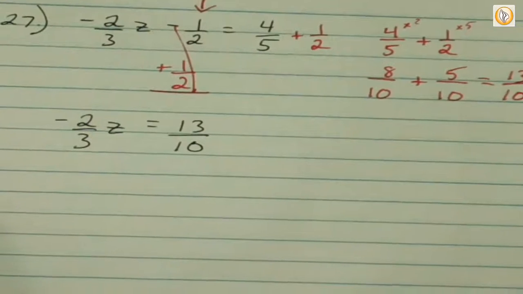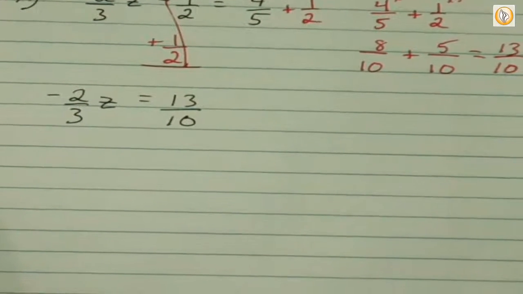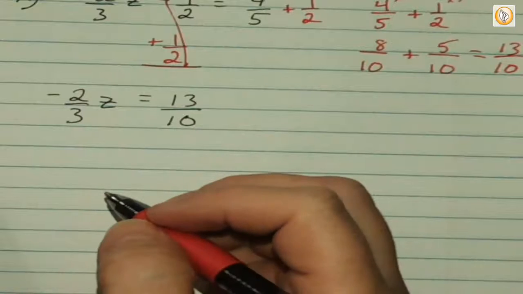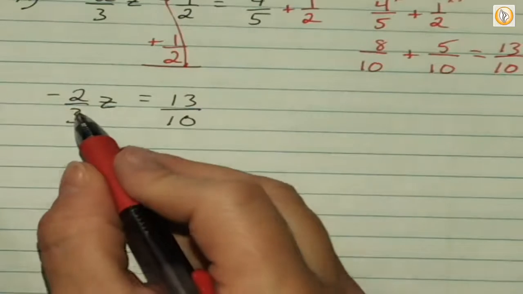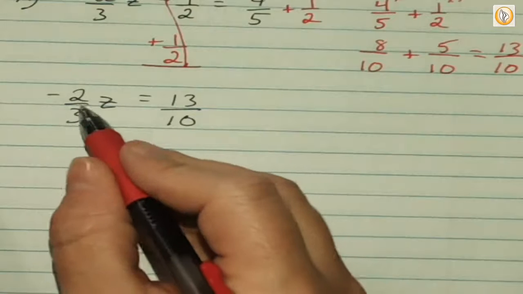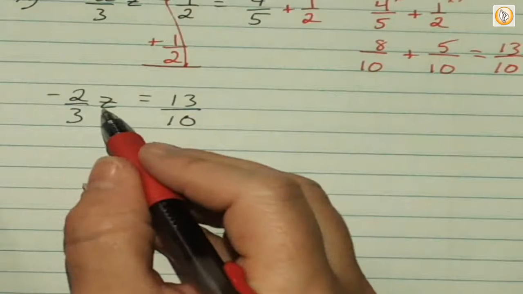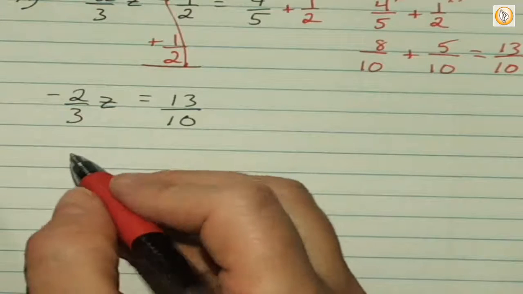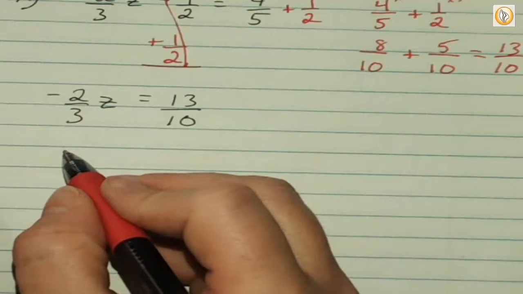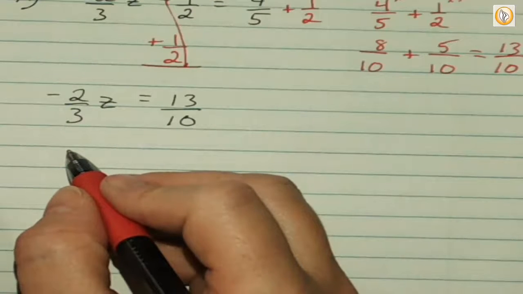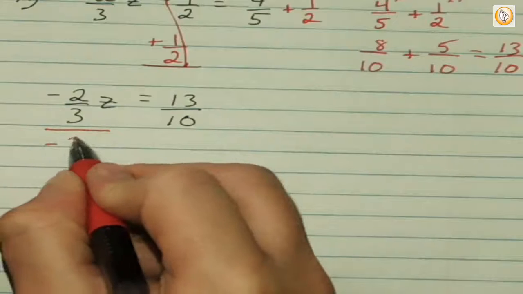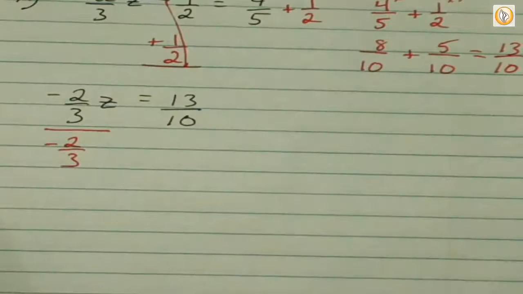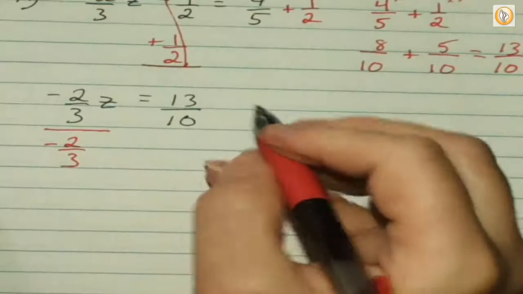Now what do I do? What operation is taking place with the fraction and the z? Oh, multiplication. There you go. So what's the opposite? Division. There you go. So we're going to divide negative 2/3 on both sides.